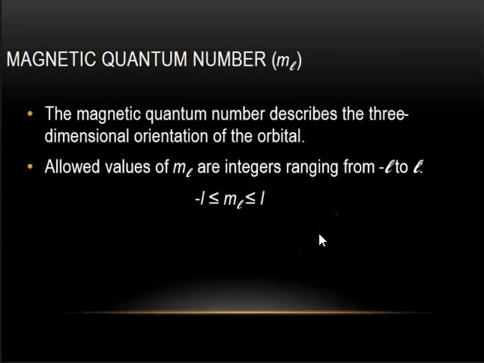All right, so let's say, for example, L equals 2. If L equals 2, your M sub L values could be -2, -1, 0, 1, 2. If L was, let's say L was 5. So if L is 5, M sub L could be -5, -4, -3, -2, -1, 0, 1, 2, 3, 4, and 5. So it goes all the way from -L to positive L in integers.